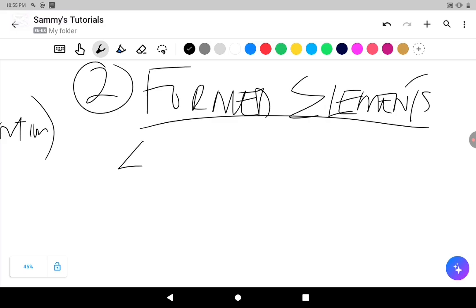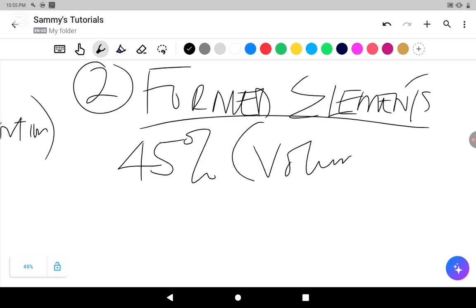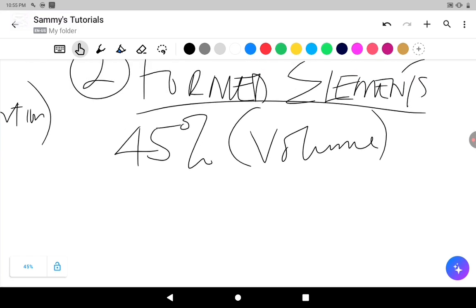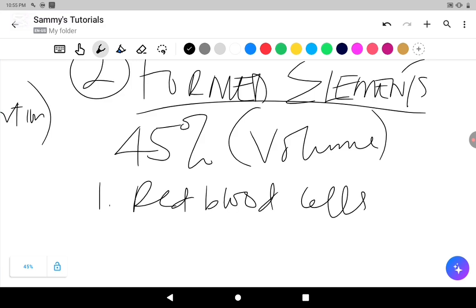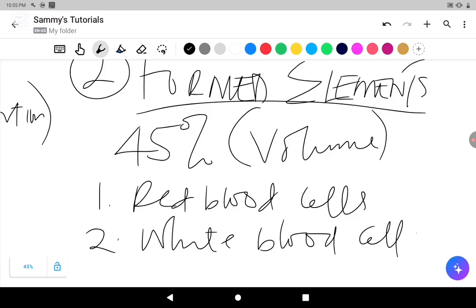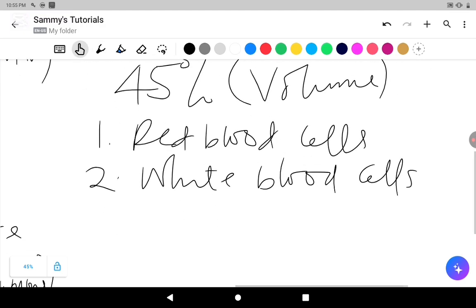You remember, right? So if the plasma makes up 55%, the remaining percent of the 100% is 45. So the formed elements make up 45 percent of the whole blood by volume. Don't forget, 45% by volume. Are you following? So these formed elements are: 1, red blood cells. 2, white blood cells. Good.